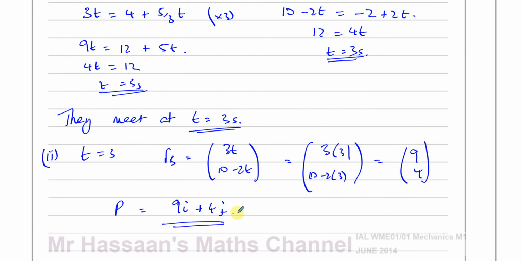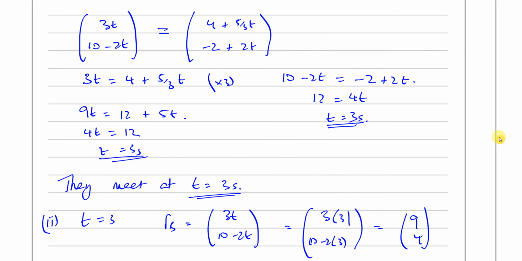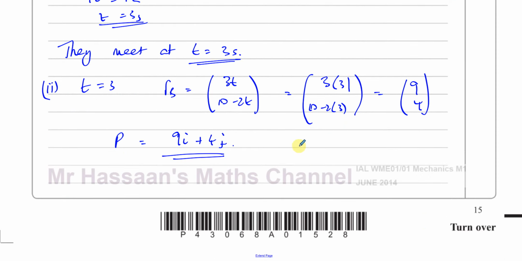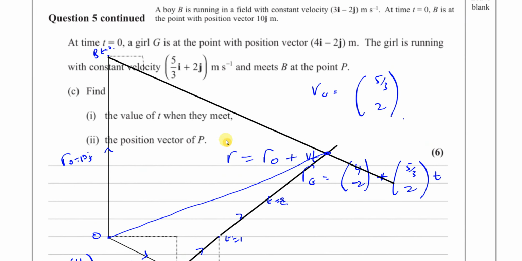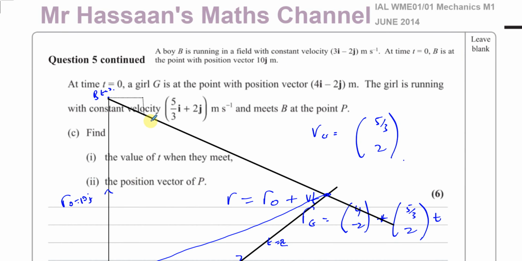And we can check our answer by substituting those same values into this. So you have 4 plus 5 over 3 times 3 and minus 2 plus 2 times 3. That's going to give you 4 plus 5, which is 9, and minus 2 plus 6, which is 4. Gives you the same answer, so we know we're correct. Just a little check. So we know the position vector of P is 9i plus 4j. Okay, so there we have the answer to part C.